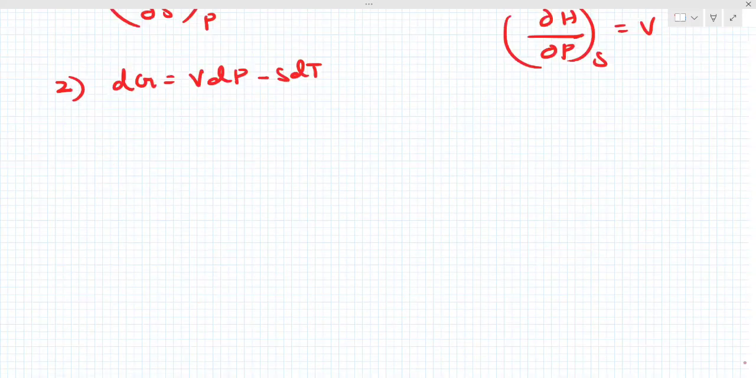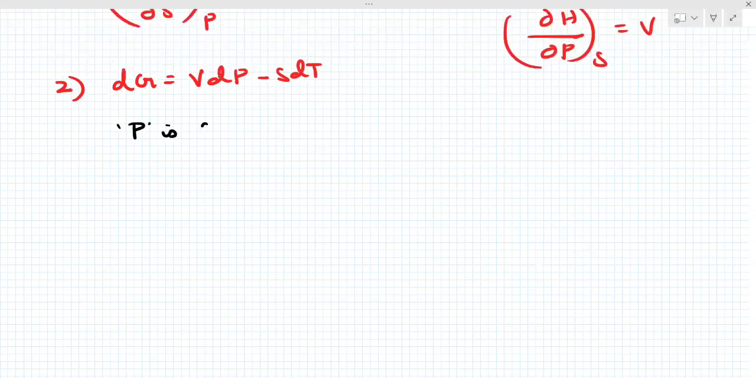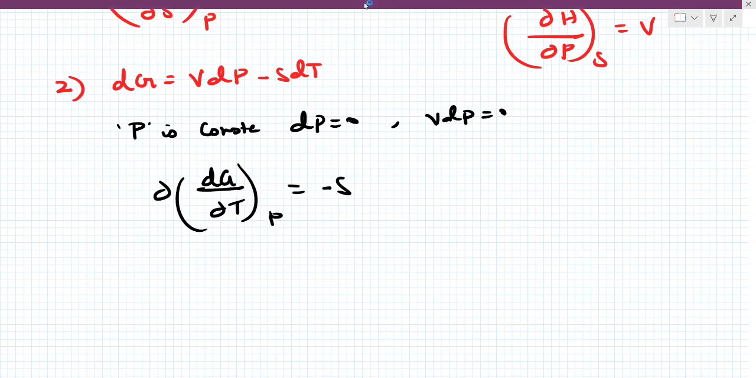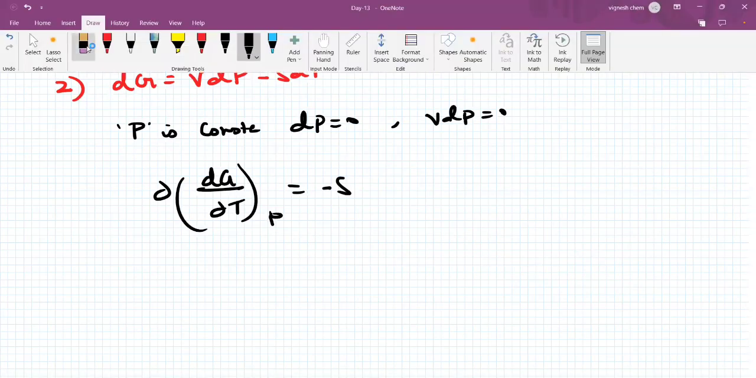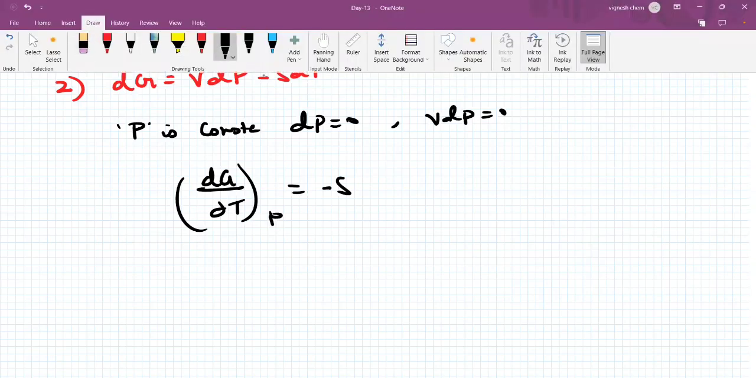What is the first condition I am going to put? Pressure is constant. It means dP = 0, therefore VdP is also 0. What is the formula? (∂G/∂T) at constant pressure = -S. You got the point? Minus S, very important, please note.